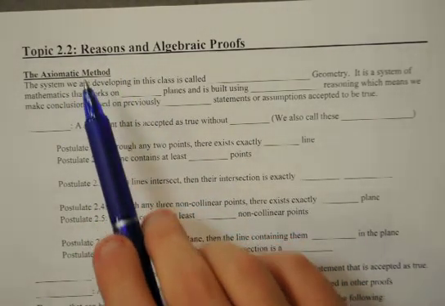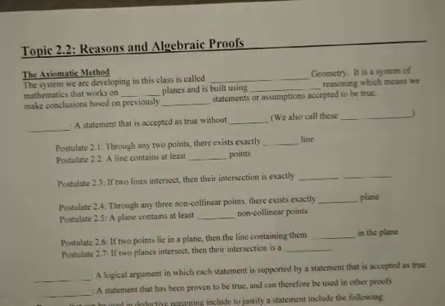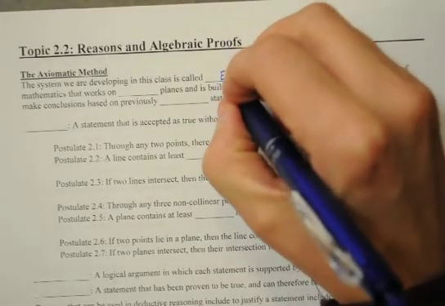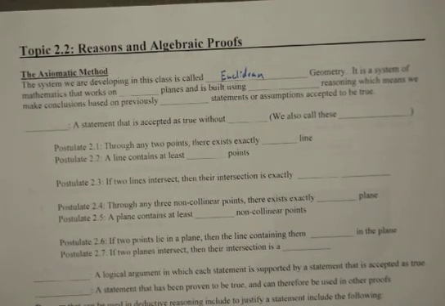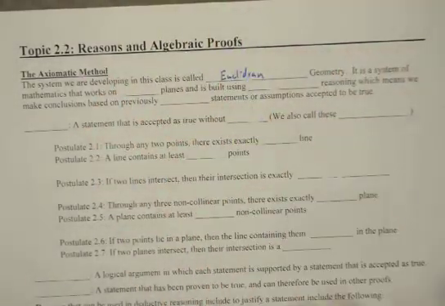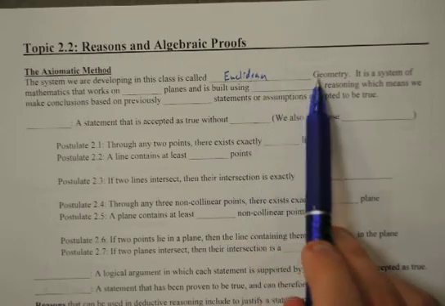All right, the axiomatic method. Here's an example. The system we are developing in this class is called Euclidean geometry. And Euclidean geometry is a system built on certain assumptions. One of the big assumptions, basically, to sum up these assumptions, is that we're on a flat surface. We're on a flat surface, but not all surfaces are flat. So the geometry we're learning in this class, we're assuming flatness. It's called Euclidean geometry.